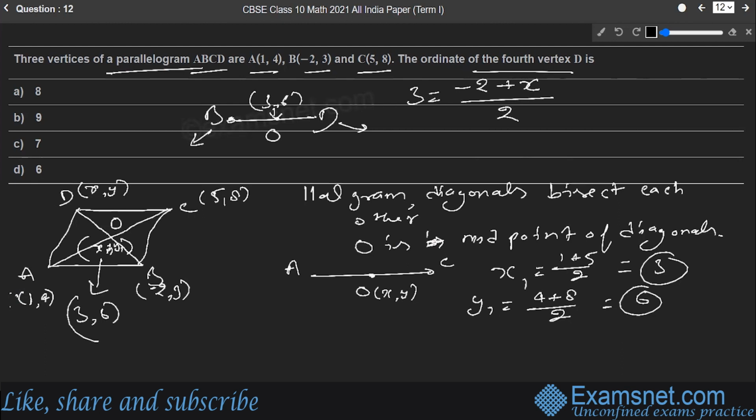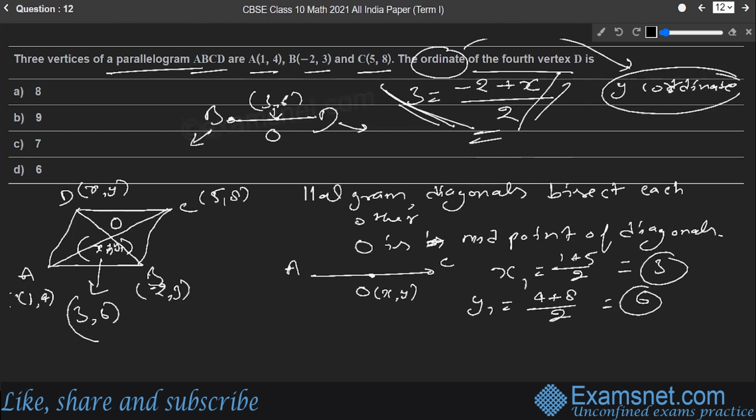If we solve this further, we would get the abscissa. But we have to find the ordinate, not the abscissa. The x coordinate is the abscissa, so we will not calculate it. The ordinate is nothing but the y coordinate of a point, so we will directly calculate only the y coordinate.